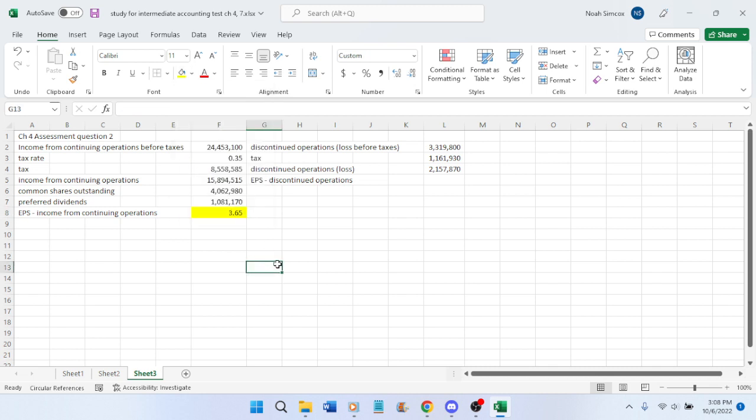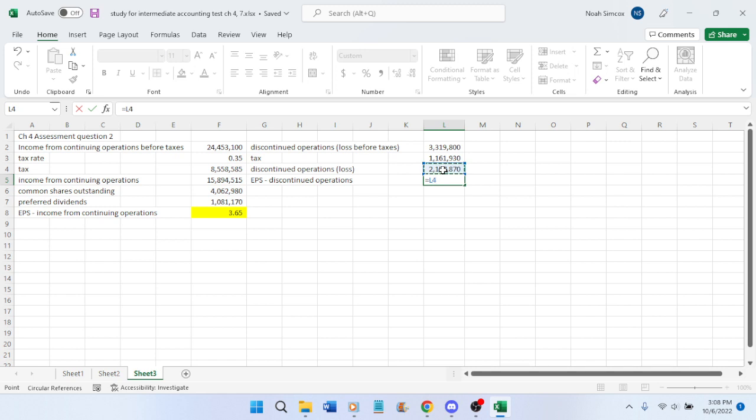Is this the standard? Yeah. So there. And then this is going to equal this divided by this. I wish there was a shortcut to change it into a negative number. That'd be really convenient.